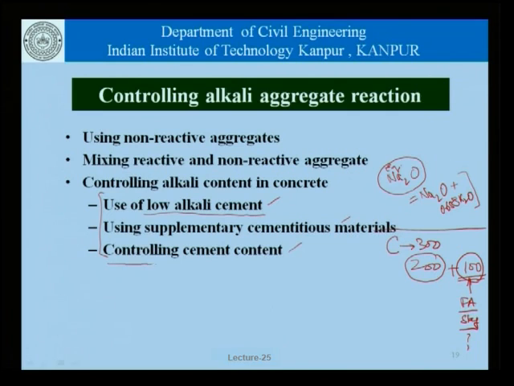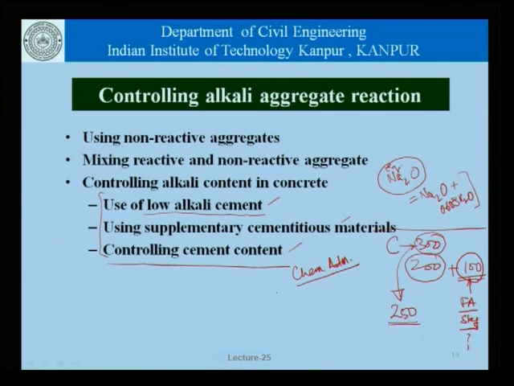When I talk of controlling cement content here, what the engineer wants to do is to reduce the cement content required. Instead of 300, we reduce the cement content required to, let us say, 250 kgs. How do we do that? We do that by using, let us say, chemical admixtures.